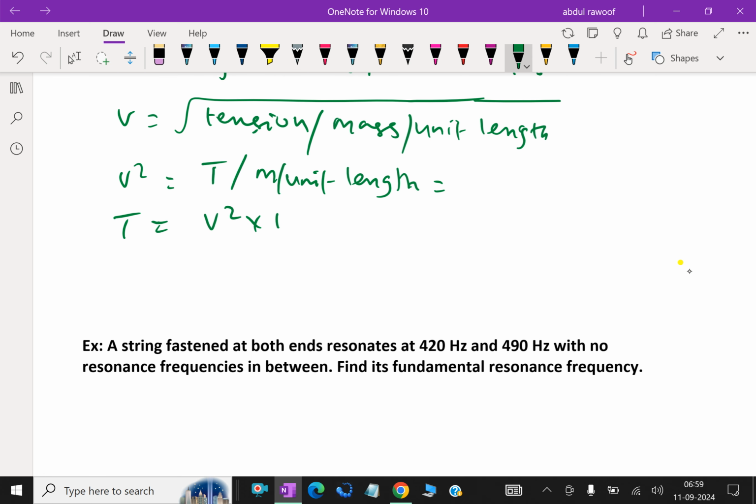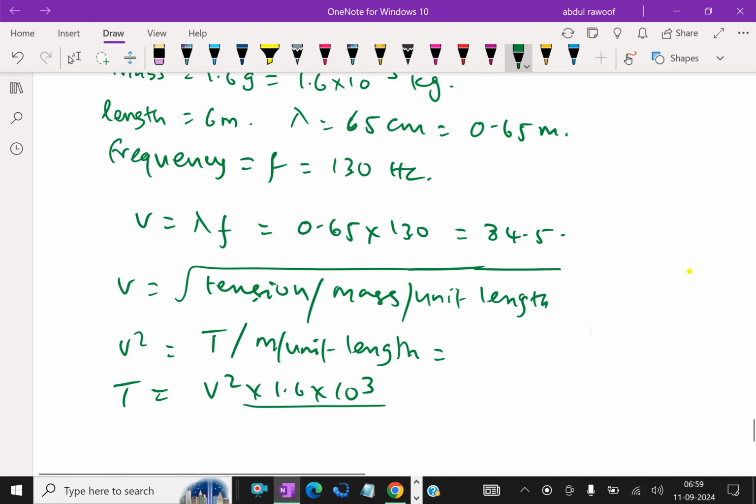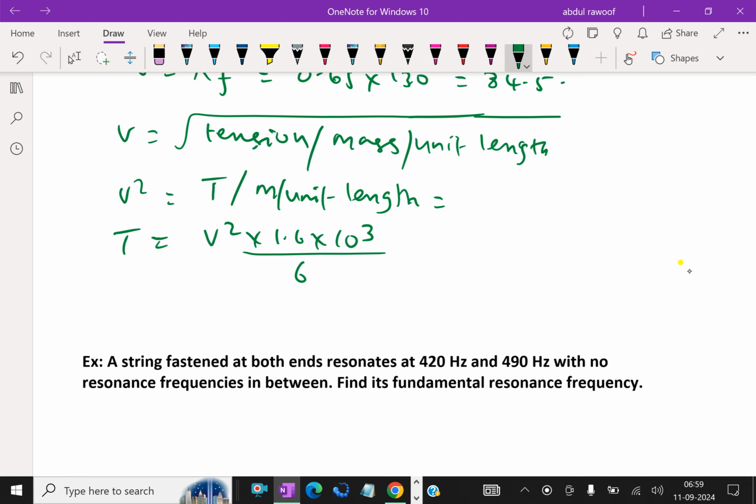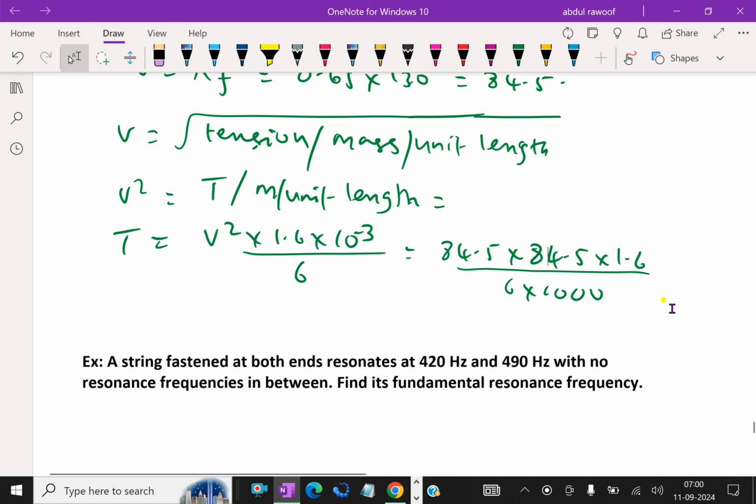Mass per unit length is 1.6 into 10 raised to minus 3 over 6 meter length, which is equal 84.5 into 84.5, because it's square, 1.6 divided by 6 into 1000, because 10 power of minus 3 come down, which is equal 1.904 Newton.